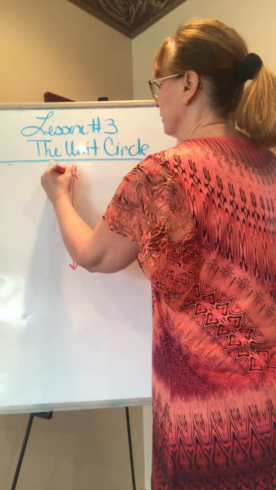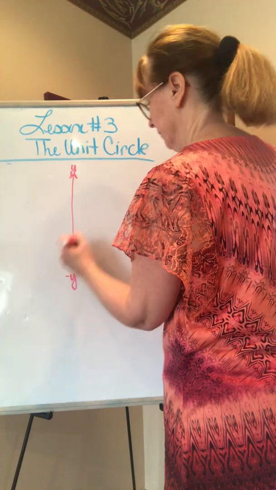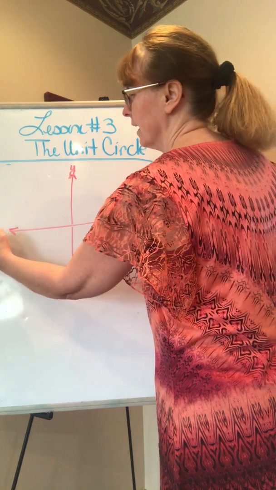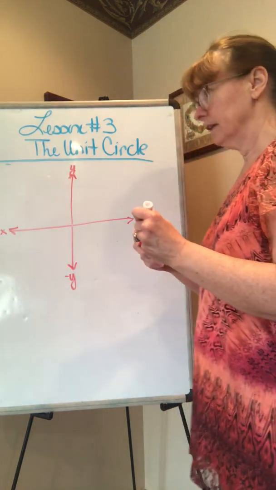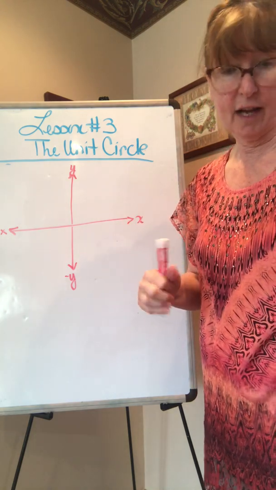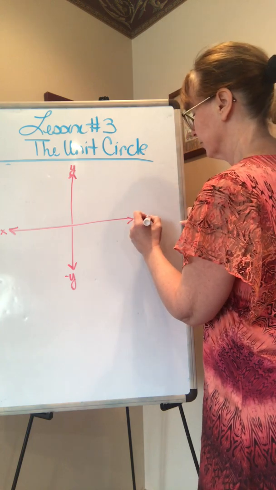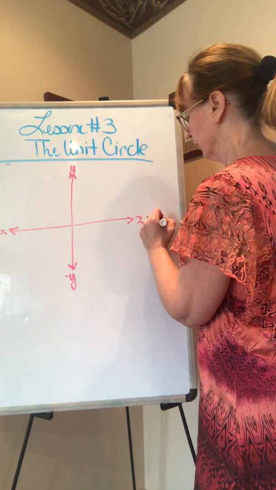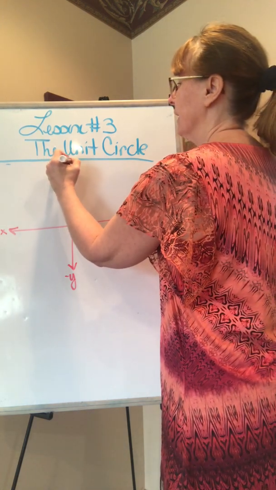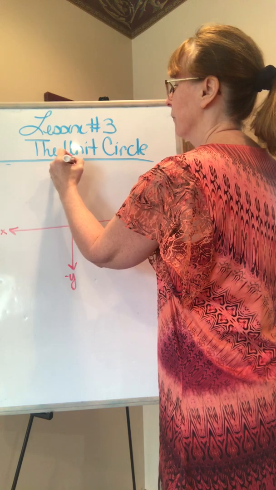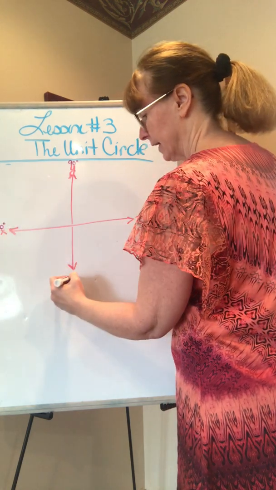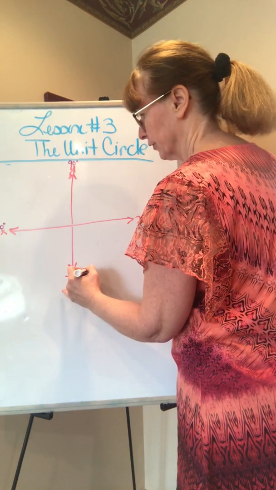So here's my positive y and my negative y, and here is my positive x and my negative x. I'm labeling with the letters as well as the numbers. So this is pretty important stuff. My positive x-axis is my 0 degrees and my 360 degrees. My positive y-axis is my 90 degrees. My negative x-axis is my 180 degrees, and my negative y is my 270 degrees.